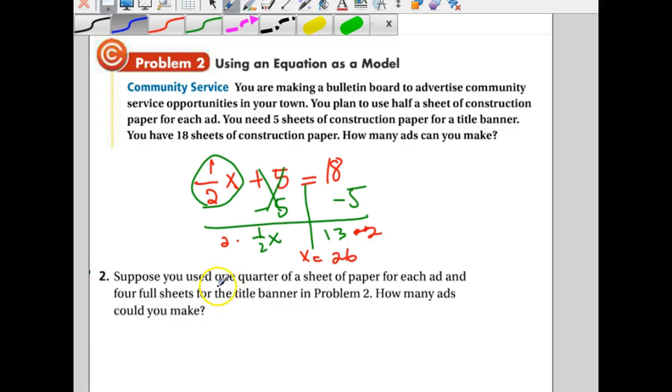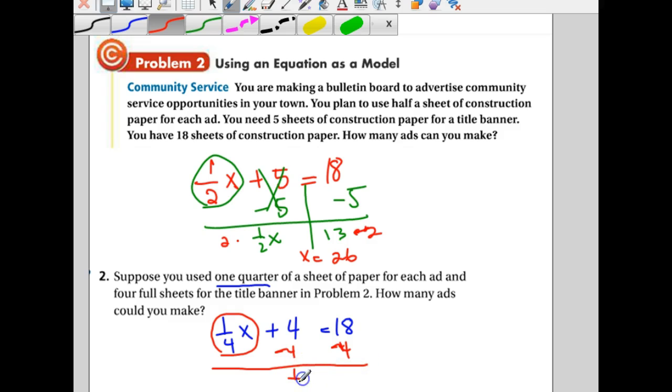Okay, this time you've got 1/4 instead of 1/2, so I'm going to say 1/4 x. And this time you only have 4 full sheets for a banner. Okay, I imagine you still have 18. Still have 18 total sheets of construction paper. And you do your math and you figure out the answer. So isolate the part with the variable. Subtract 4. And that would leave 1/4 x.